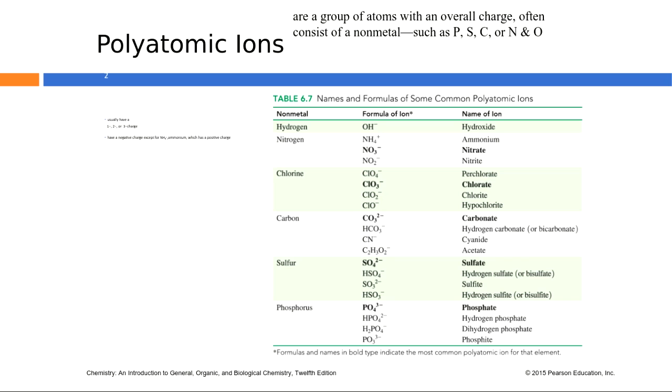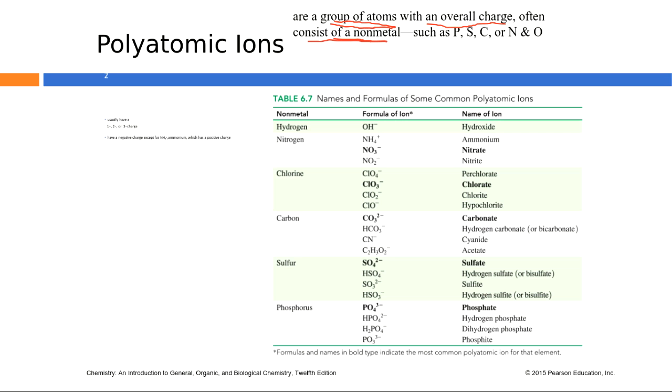Polyatomic ions are a group of atoms with an overall charge, and they often consist of nonmetals such as phosphorus, sulfur, carbon, or nitrogen and oxygen. So, I'm going to repeat again, polyatomic ions are groups of atoms with an overall charge, often consisting of nonmetals such as phosphorus, sulfur, carbon, or nitrogen and oxygen.